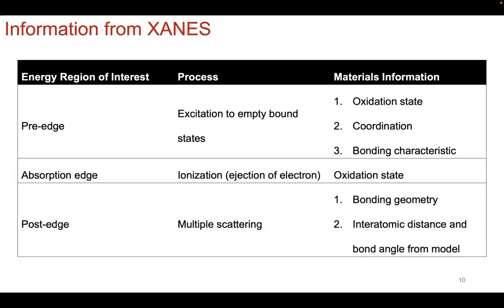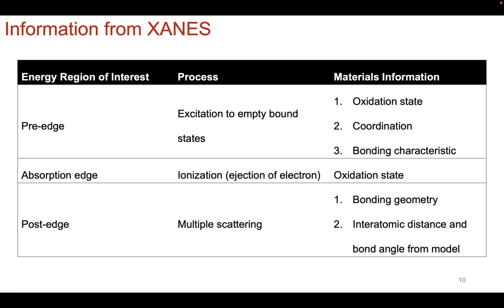In terms of gathering information from the pre-edge region, we can get information such as oxidation state, coordination, and also bonding characteristics. The absorption edge is the ionization, right? The ejection of the core-level electron that gives us information about the oxidation state. And then the post-edge region will give us more information about the interatomic distances and bonding geometry.